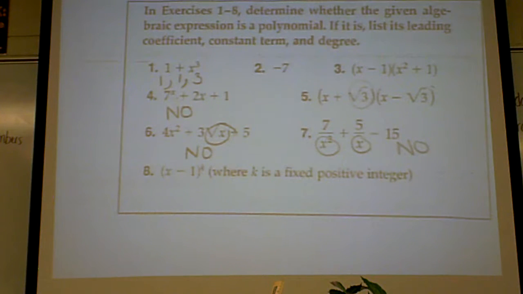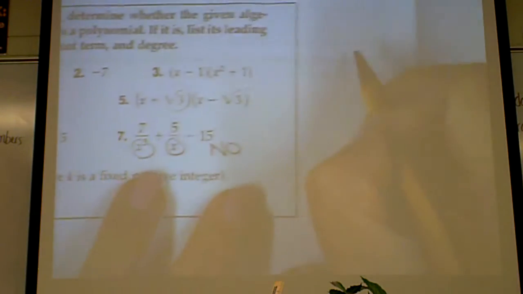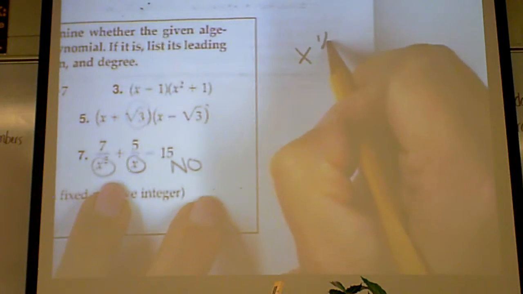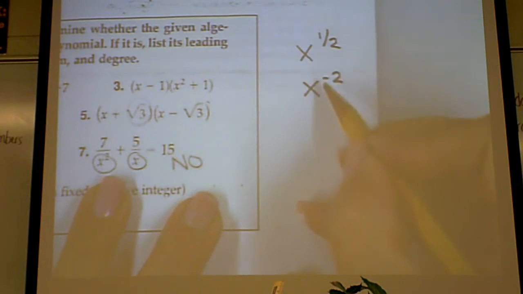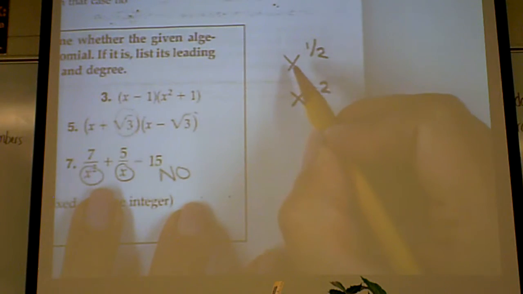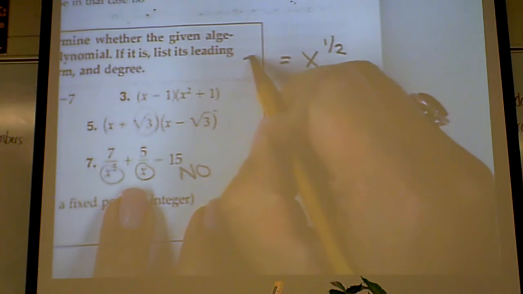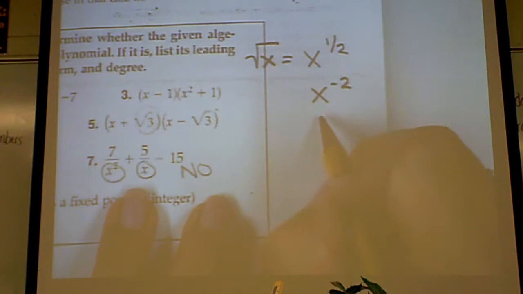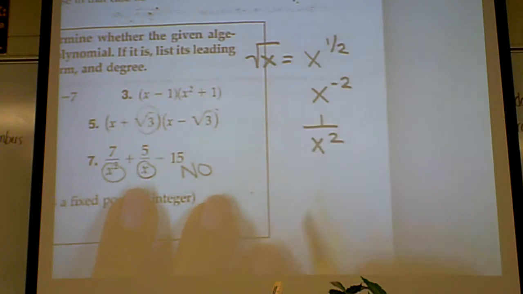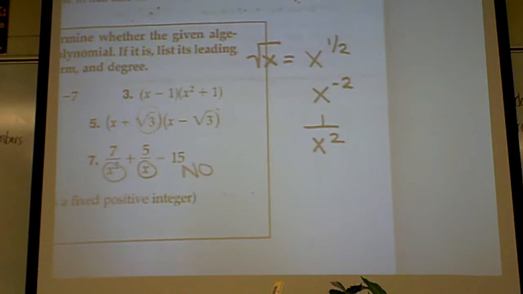You can't have x in the denominator. You can't have x under a radical. You can't have a negative... well, you guys know, if I gave you this, what's the difference between this and this? No fractional exponents and no negative exponents. Do you know what this is equal to? Yeah, so that's why you can't have an x under a radical. Do you know what this is? This is 1 over x squared. You can't have x in the denominator. So you don't want negative exponents, you don't want fractional exponents.